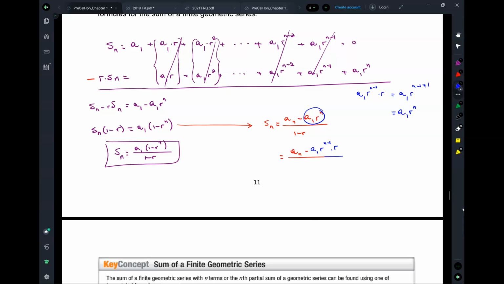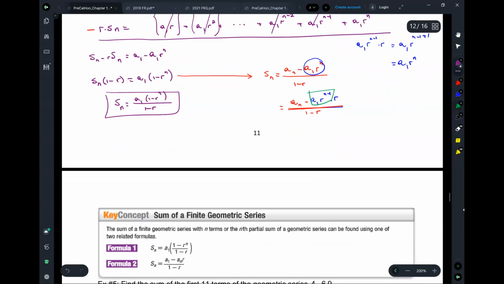Why are you doing that, Miss Malikian? Well, let me tell you. So this is all over 1 minus R. Okay? But now, who can tell me what this is a formula for? That's the one we just learned, right? The explicit formula. That's A sub n, isn't it?